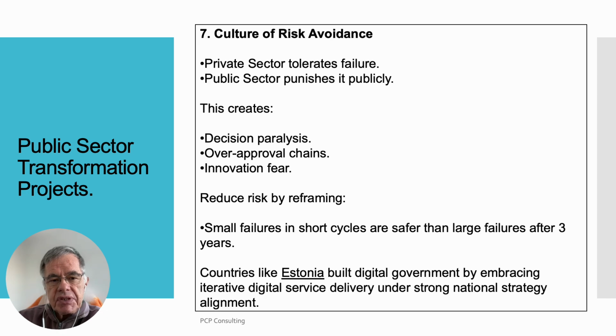Culture of risk avoidance. Private sector tolerates failure. Public sector punishes it publicly. This creates decision paralysis, over-approval chains, and innovation fear. Reduce risk by reframing: small failures in short cycles are safer than large failures after 3 years. Countries like Estonia built digital government by embracing iterative digital service delivery under strong national strategy alignment.